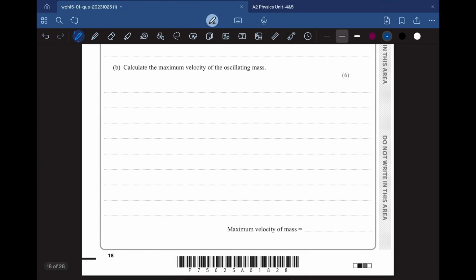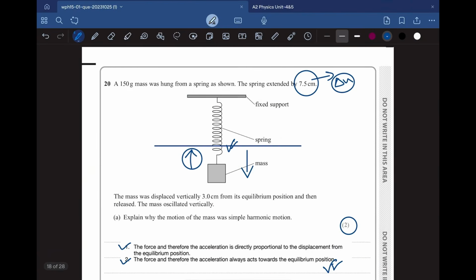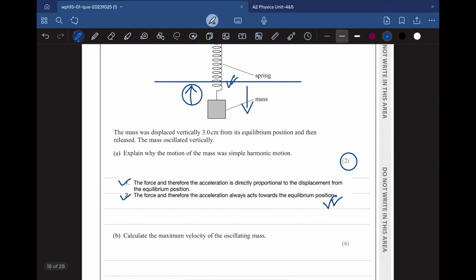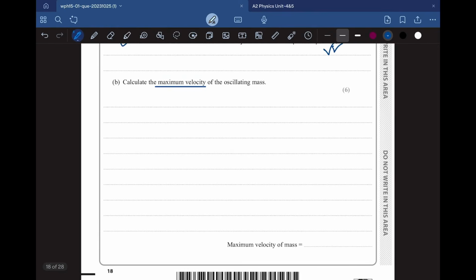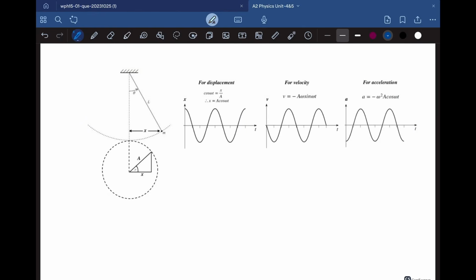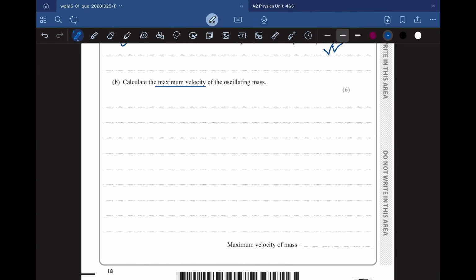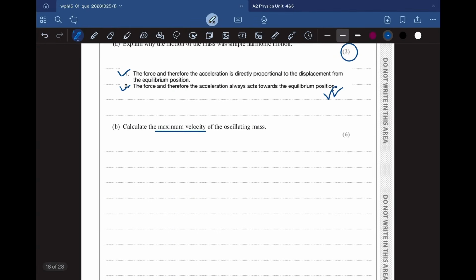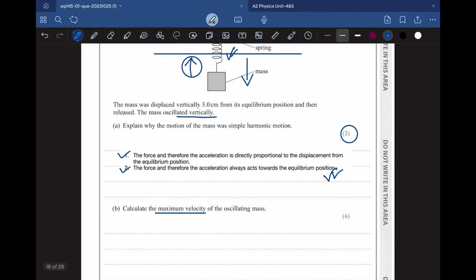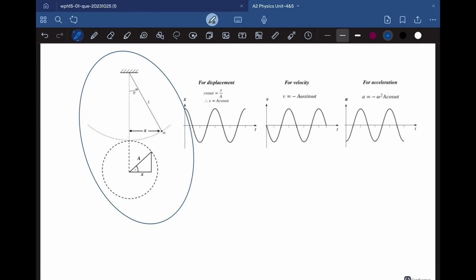Now in the next part it says calculate the maximum velocity of the oscillating mass. We'll have to figure out the maximum velocity of this oscillating mass. So they have asked us about the maximum velocity, and we know there is a formula of maximum velocity of a spring mass system. This is the formula. When something oscillates vertically, they have said it oscillated vertically, and when a simple harmonic motion is happening vertically, at that time the maximum velocity is calculated using v is equals to a omega sine omega t.